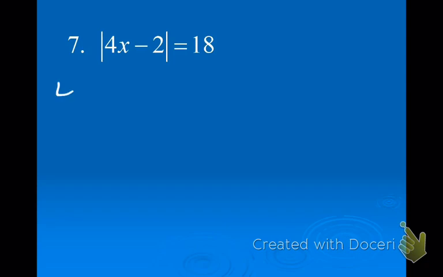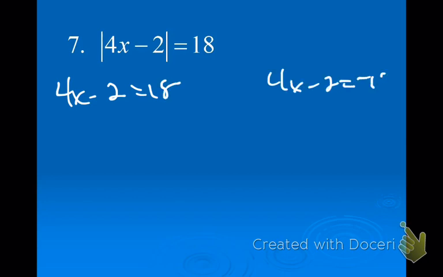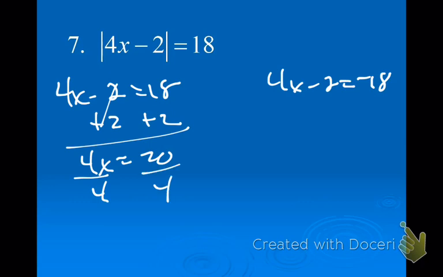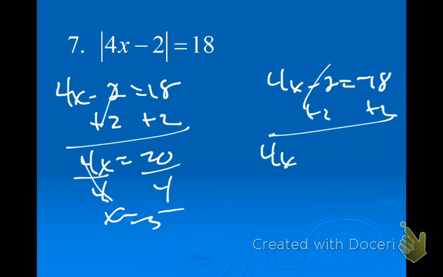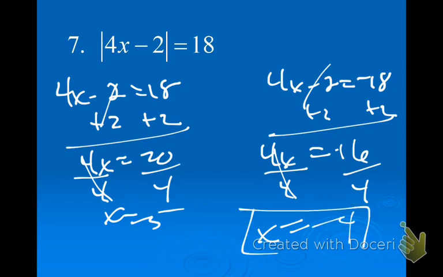Okay, we're going to take 4x minus 2 and set it equal to 18, and then take 4x minus 2 and set it equal to negative 18. Add 2, add 2. Divide by 4. Add 2, add 2. Divide by 4. So x is negative 4 and x is 5. Okay? Questions? Issues? Concerns? Okay?